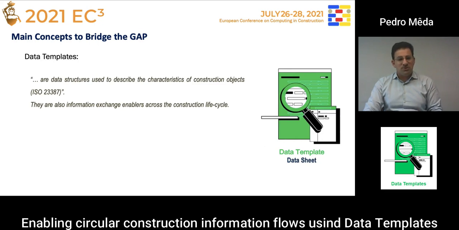Following the construction process value chain phases, the first to come is the data template. Data templates are digital and interoperable structures supporting construction objects data. They are envisaged to be born close to manufacturers, becoming specific products, systems, or objects datasheets. But also, the data templates can support owner requirements definition at project early phases. As shown, data templates are meant to be information exchange enablers across the construction lifecycle.